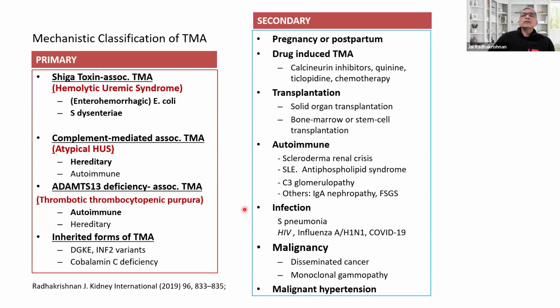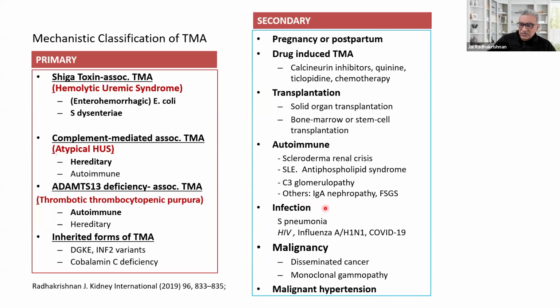Okay, then we come to assorted systemic diseases. And these can cause endothelial dysfunction either directly or they may be superimposed on one of the etiologies on the left. But pregnancy or postpartum causes endothelial dysfunction, and there are 3 or 4 disorders that are very specific to pregnancy. There's an increasing number of drugs that cause TMA, transplantation, both solid organ as well as bone marrow or stem cell. Autoimmune, the list is big: scleroderma renal crisis, lupus, C3G, and sometimes IgA nephropathy as well.